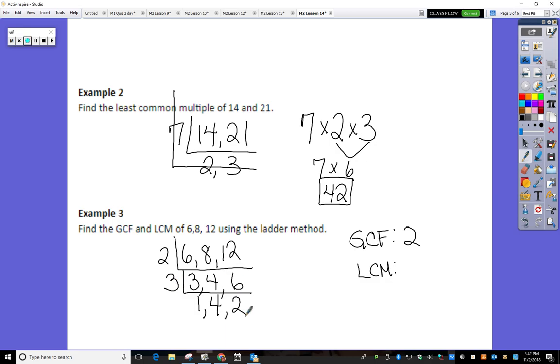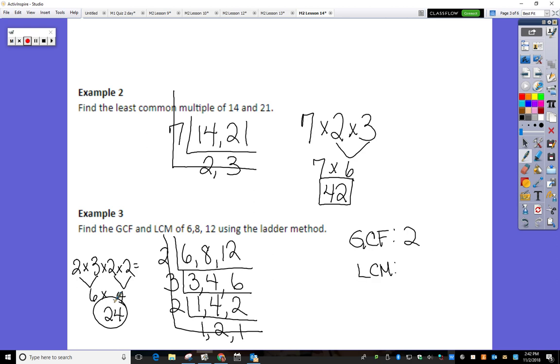I continue on in that same method. So at this point, 2 and 4 can both be divided by 2. I just bring down the 1 since 2 can't go into it. 2 goes into 4 2 times, and 2 goes into 2 one time. Nothing here can be divided except by 1. So at this point, I would do my 2 times 3 times 2 times 2. I just take out the 1s because they're just going to bring me back. And then I multiply and get my LCM that way.